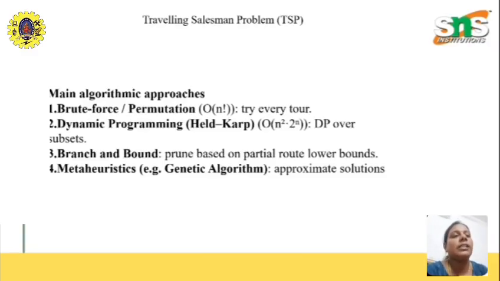Traveling salesman is nothing but a kind of problem. How can we solve that particular problem? There are various types of algorithmic approaches here, that is brute force, dynamic programming, and branch and bound. The one which cannot give the exact solution, that can only give the approximate solution, is the genetic algorithm. We should not use that kind of approximate solution algorithm. So we are going to see the remaining three algorithmic approaches, which are brute force, dynamic programming, and branch and bound.